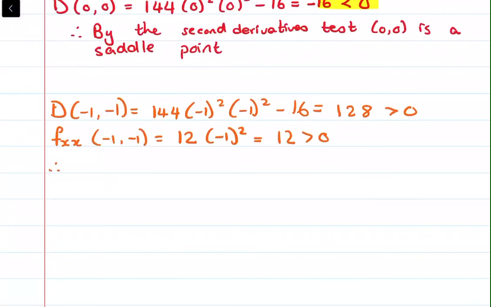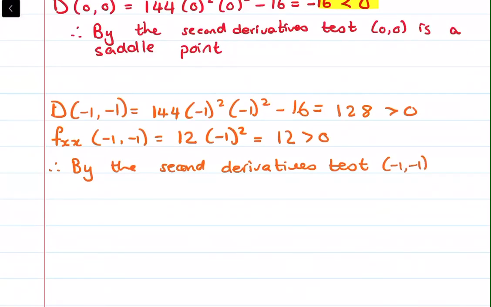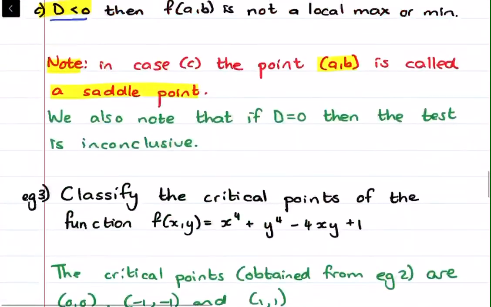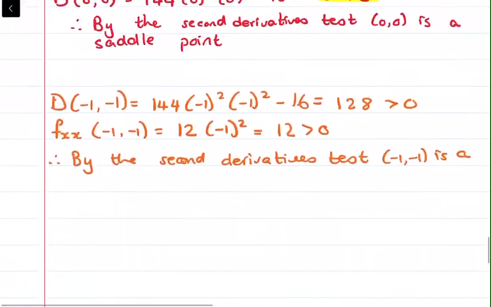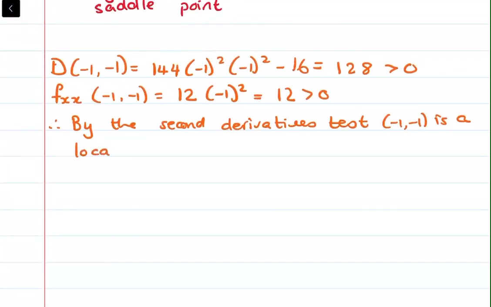So what does it mean? Therefore, by the second derivatives test, -1, -1 is a what? So both of them are positive. It's a local minimum. Is a local min. Right. Or if you want, you can say at -1, -1, f has a local minimum. Okay? And what else can we conclude?